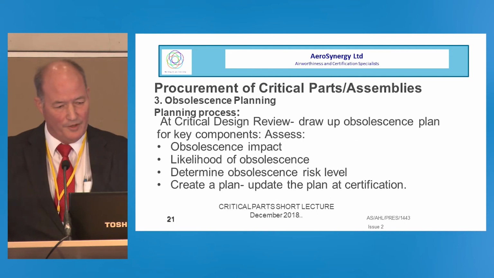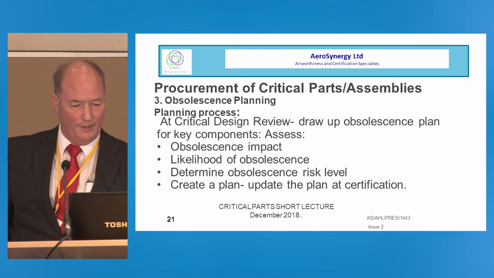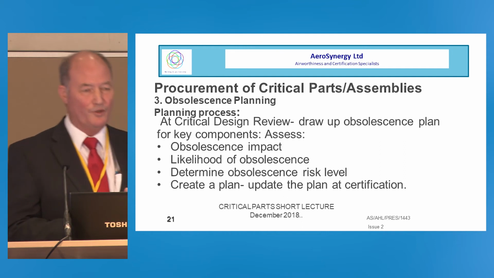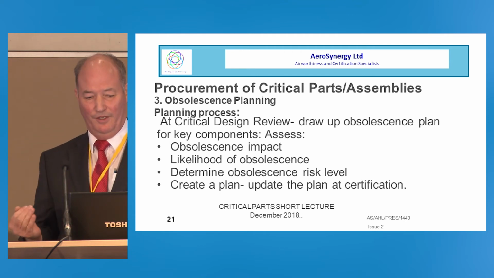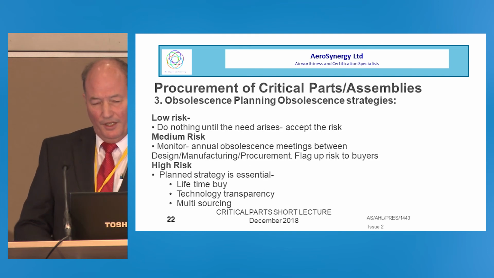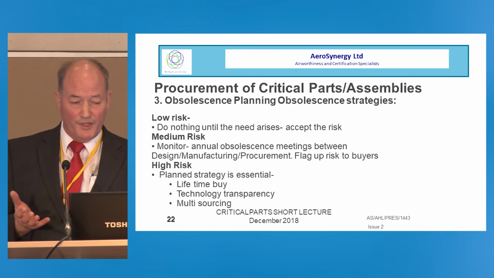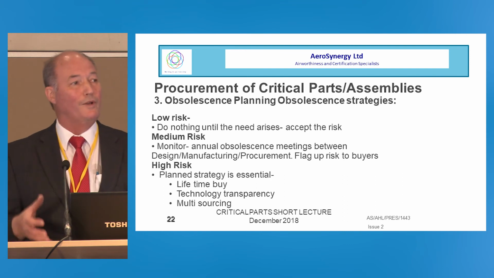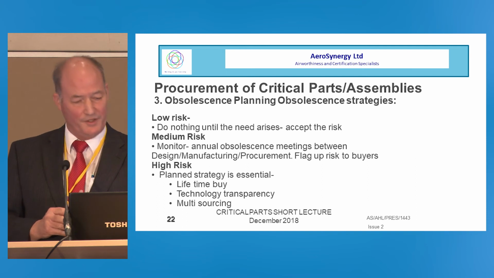At the critical design review stage, you draw up a plan. You look at your critical parts and, as in a typical risk assessment, you look at the impact and the probability of obsolescence on each part, and then you give it a risk level. Then you create a plan, which you'd later update in the process. Low-risk items, you'd do nothing, perhaps, until the risk arises. Medium risk, you'd certainly monitor them, probably with annual meetings where design, manufacturing, and procurement all get together and look at the key parts and whether any of the risks have changed.